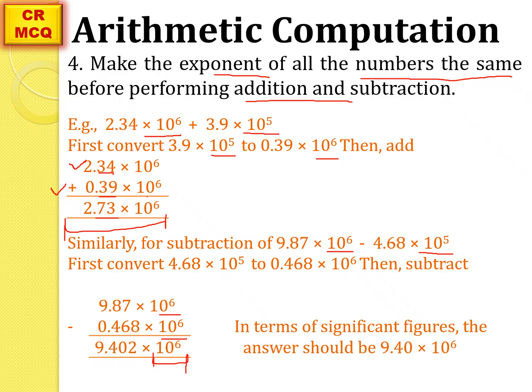Now while giving your final answer, you are to follow the rules that we have previously discussed. As in the first case there are only two digits, in the second case there are three digits. So your answer must have only two digits because these are the least number of digits after the decimal in one of the numerical values. So your answer will be 9.40 into 10 raised to power 6.